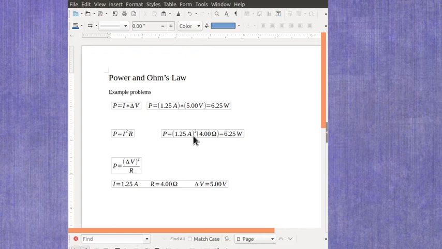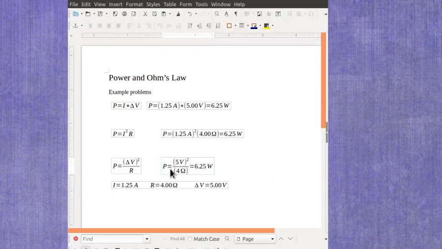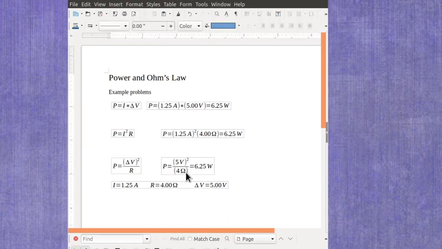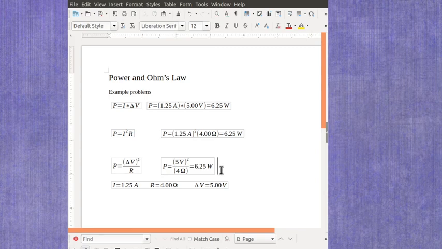Now notice that amps squared times ohms, if you work out all the units, will also give you watts. And then my last example here, plugging in if I've got the voltage and the resistance, the voltage squared divided by the resistance is going to give me the same one as well. So this also tells you that a volt squared divided by an ohm must be equal to a watt.